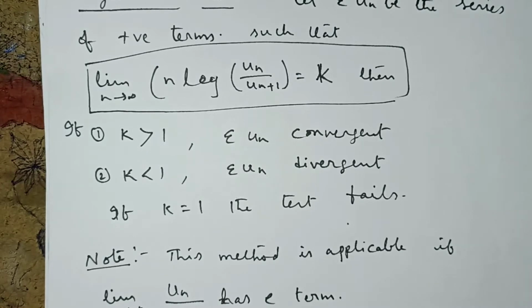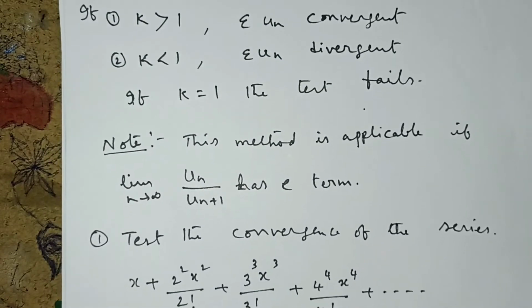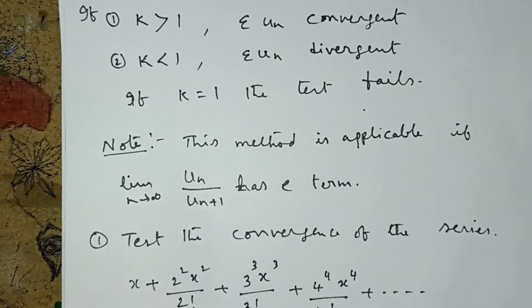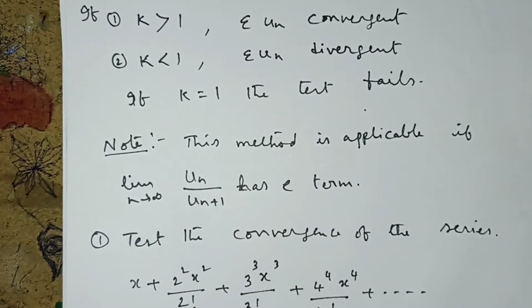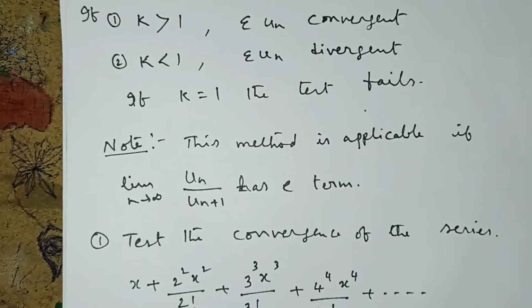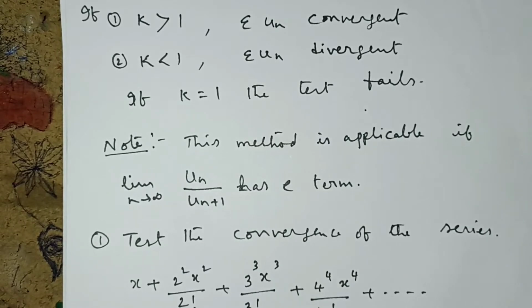When do we have to apply this logarithmic test? This method is applicable if the limit as n tends to infinity of un by un plus 1 has some e term, e in the form ex, or e by x, or x by e, something like that. This is the ratio test formula. If the final answer contains some e term, whatever it contains, then only we have to apply the logarithmic test.